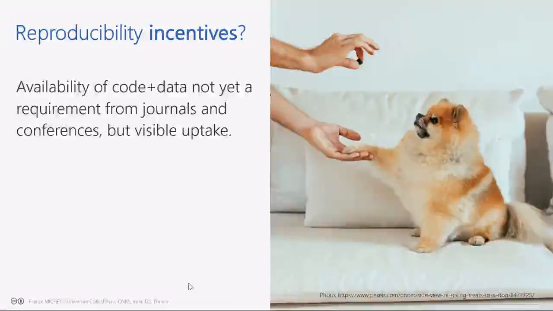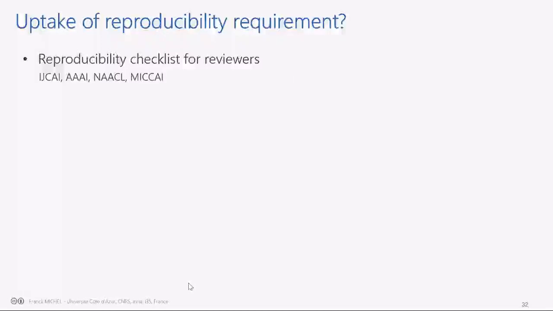The thing is, today, there is no clear movement for journals and conferences to require that you publish your code and your data along with the articles that you submit. It's not yet a requirement, but there is a clear uptake towards this direction. And here are a few illustrations that I have found.